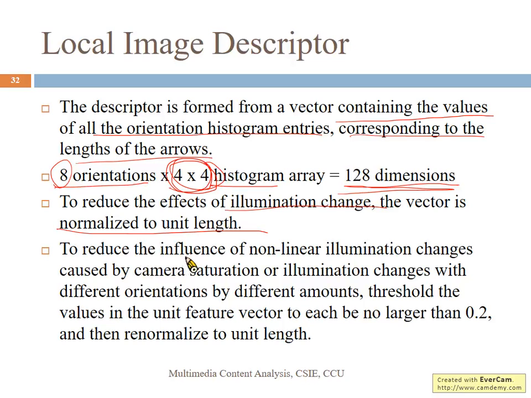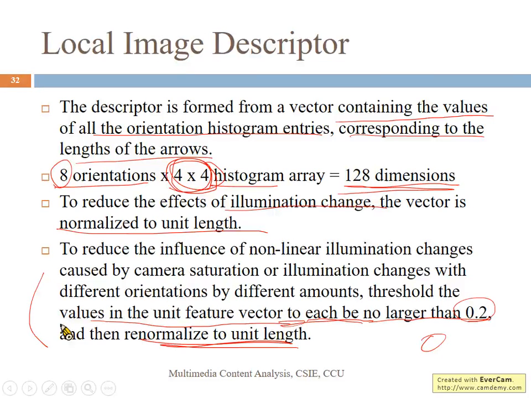And also, to reduce the influence of nonlinear illumination change caused by camera saturation, or illumination change with different orientation by different amounts, we threshold the values in the unit feature vector to each be no longer than 0.2. We just truncate such feature values, and then we normalize it again. And this process is to suppress the noise or to emphasize the larger feature values.